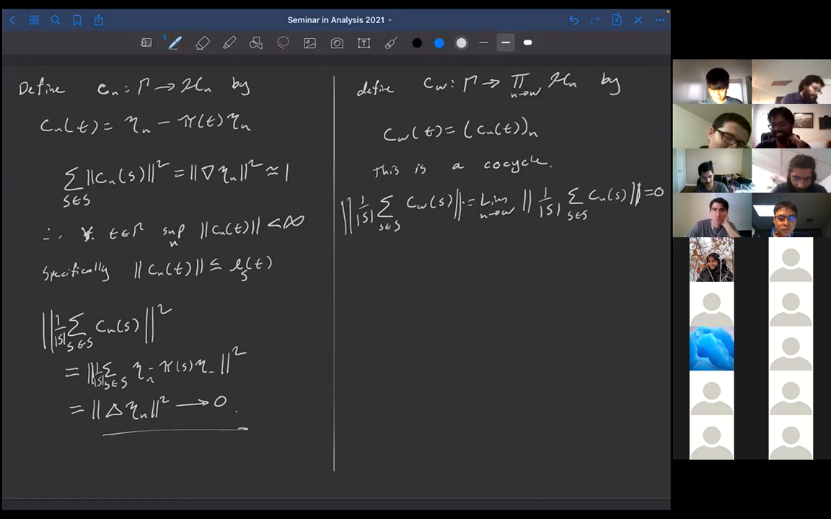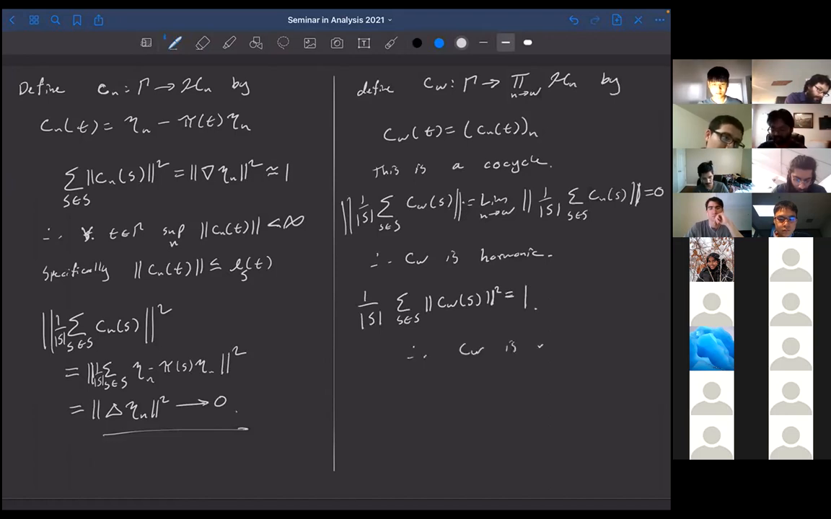On the other hand, if we look at, so this is harmonic, so therefore C omega is harmonic. But on the other hand, if we put the sum on the outside, the sum over S of the norm of C omega of S squared, well, this is again the limit along the sequence, which we see is equal to one. So we get that therefore C omega is non-zero. All right, and sorry I've gone long today, but I wanted to finish this argument.